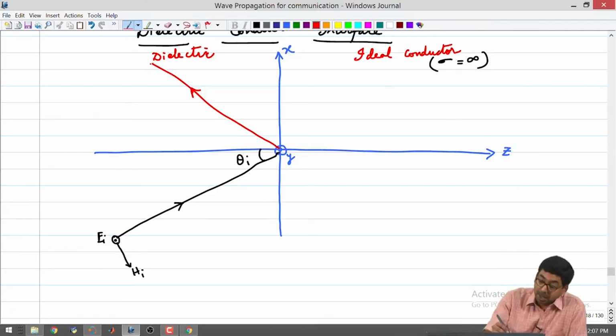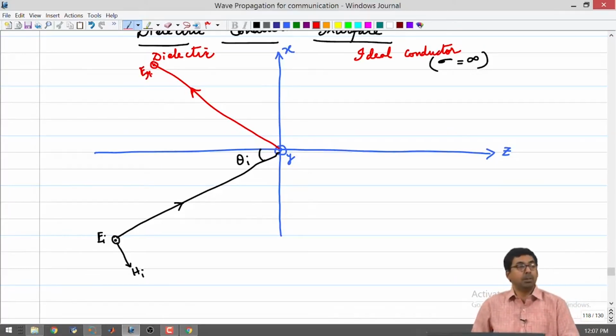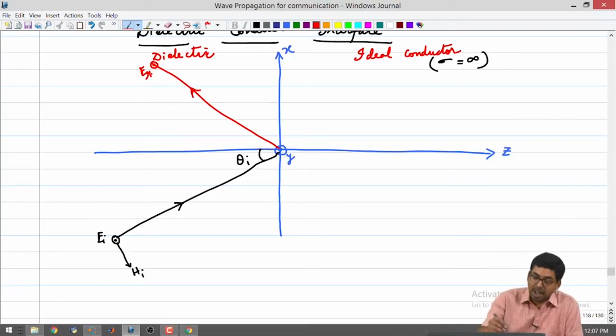So, I am going to assume that the electric field direction does not change at all. So, I am going to say that let me assume the direction ER to be in line with EI. It is an assumption. If that were the case, the magnetic field would have flipped and it would be pointing like this. So, I will remove this word dielectric from here, that will give me some space too.